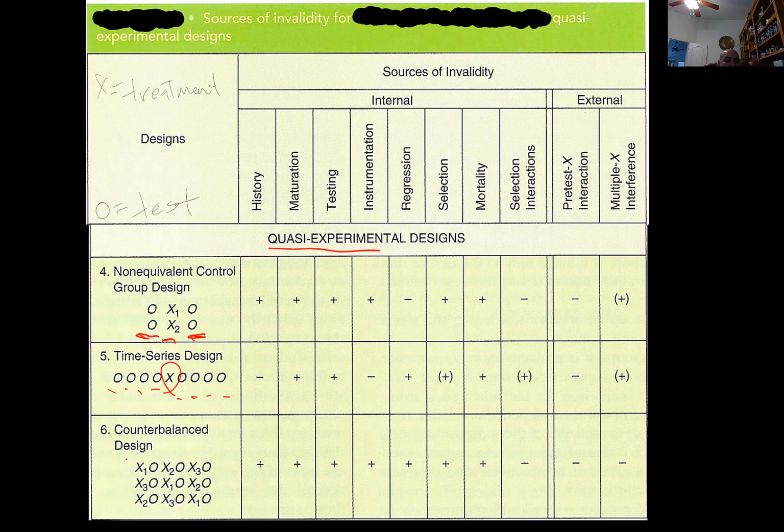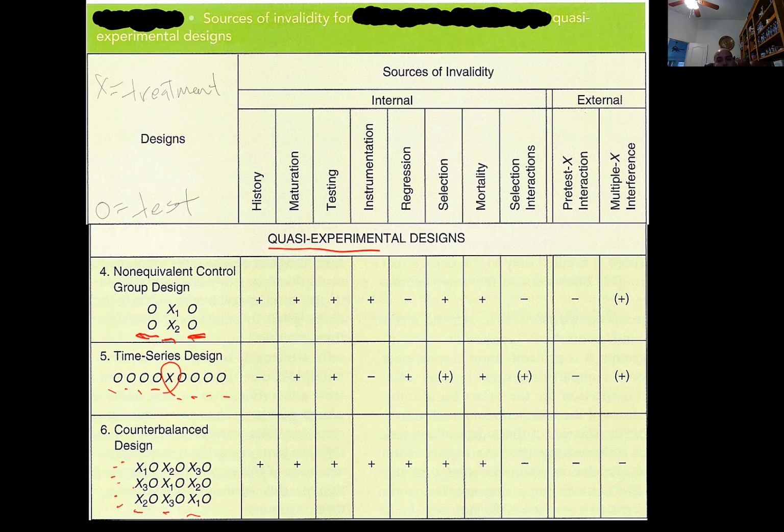Counterbalance design has 3 groups and 3 different treatments that you give. You give the treatment, and then you switch up the treatment for all the groups. And then on the last one, you switch up the treatment one more time so that group 1 gets treatment 1, then 2 and 3. Group 2 gets 3, 1, 2, and group 3 gets 2, 3, 1.